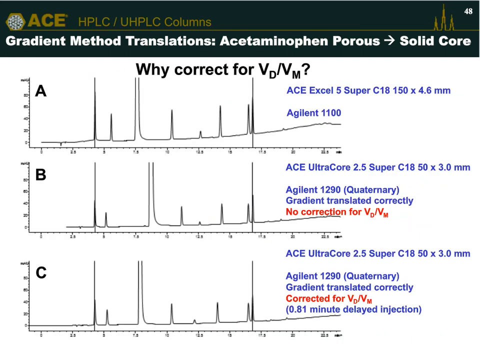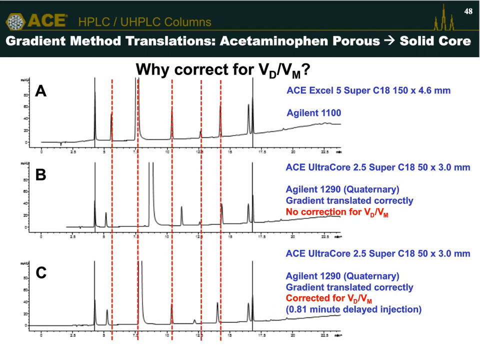Why correct for the dwell volume to column volume ratio? Well, here on this slide you can see the separation on 3 different platforms: the porous 5 micron, the solid core 2.5 micron without correction for VD over VM, and the solid core 2.5 micron with correction for VD over VM. And if we align up the different peaks, we can see how correcting for VD over VM is very helpful to ensure we get the most accurate translation possible.